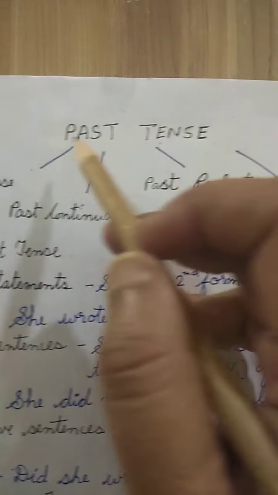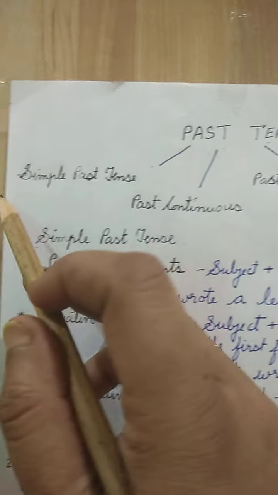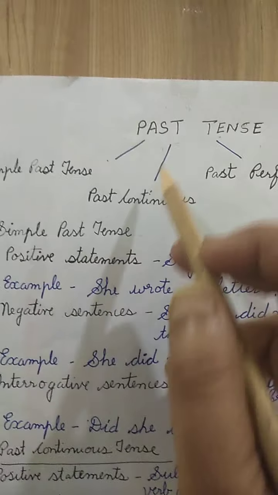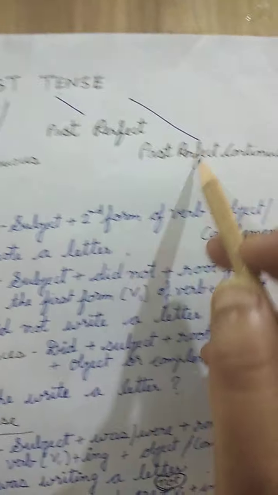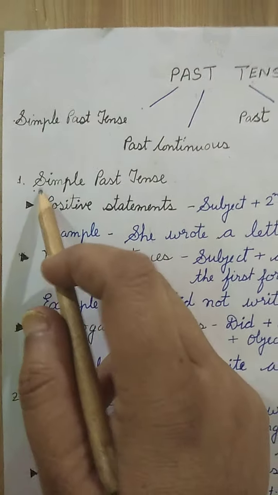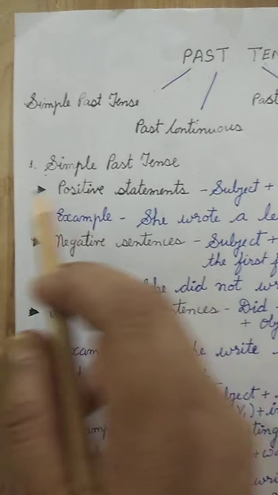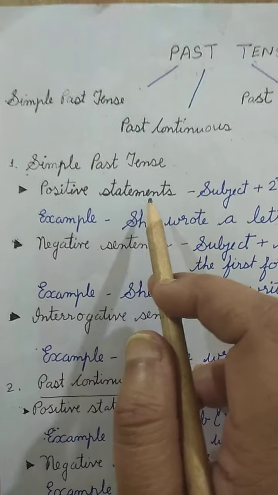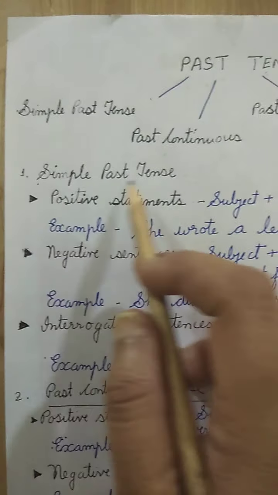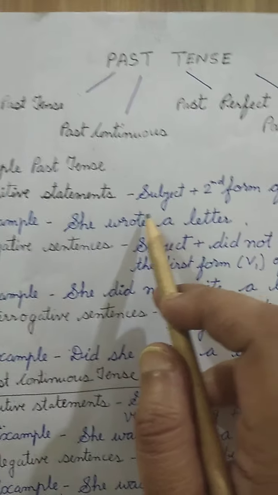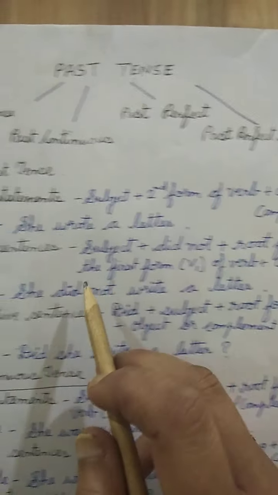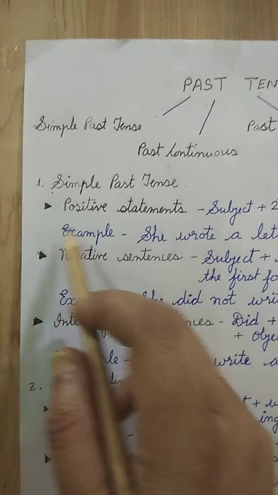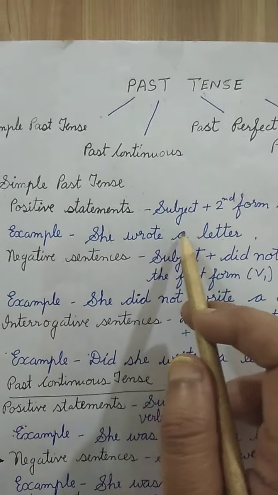Past tense. Past tense is divided into four: simple past tense, past continuous tense, past perfect tense, and past perfect continuous tense. Let's study about simple past tense. When we speak of positive statement, then the construction of simple past tense is subject plus second form of verb plus object or complement. For example, she wrote a letter.